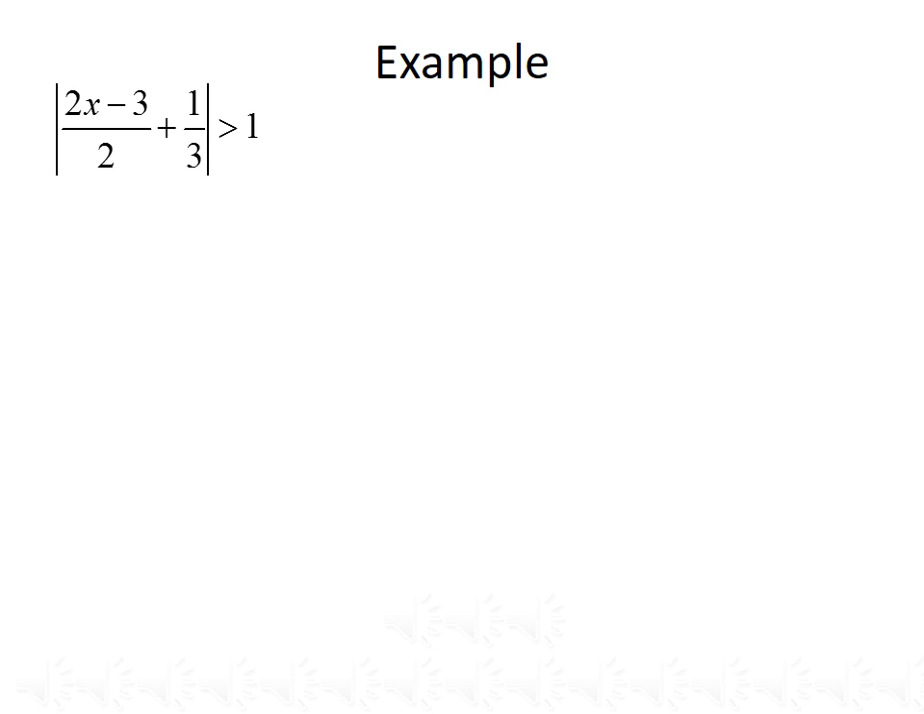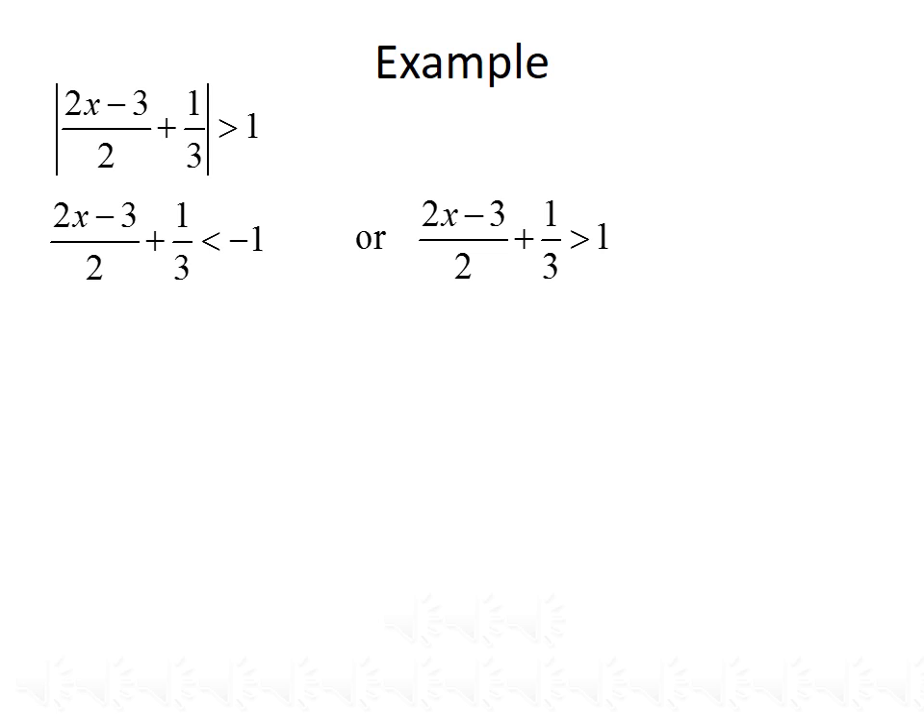Let's look at another example. This time we have the absolute value of 2x minus 3 over 2 plus 1/3 is greater than 1. To start with, we'll remove the absolute value sign by splitting it into two problems. First, we'll have 2x minus 3 over 2 plus 1/3 is less than negative 1. Then we'll have 2x minus 3 over 2 plus 1/3 is greater than positive 1.